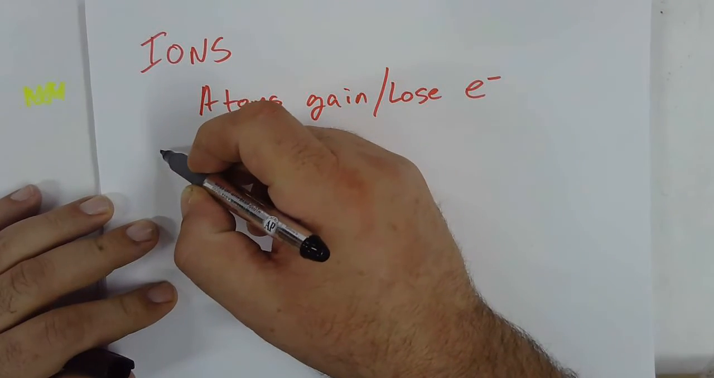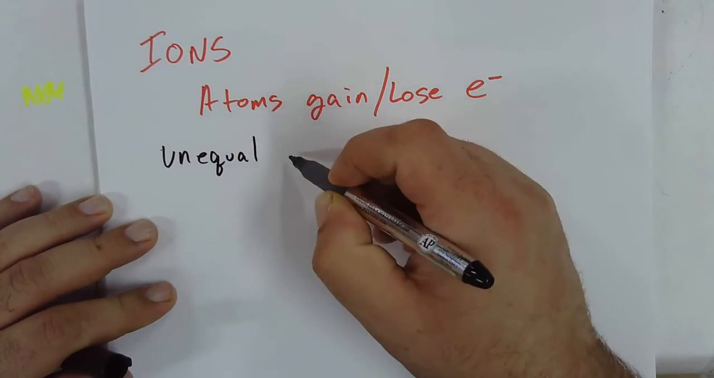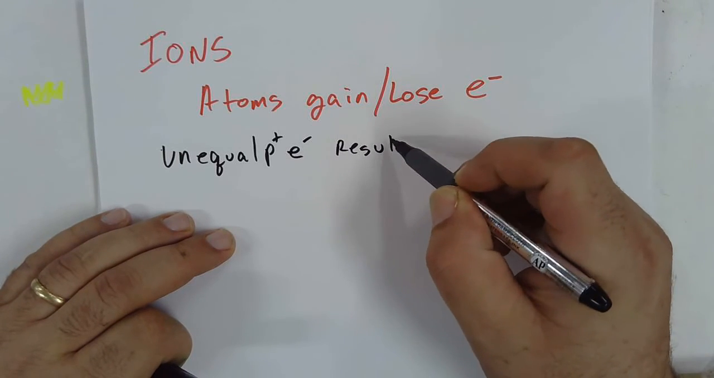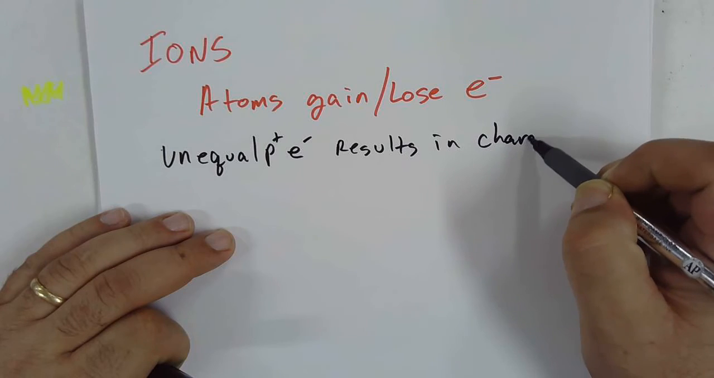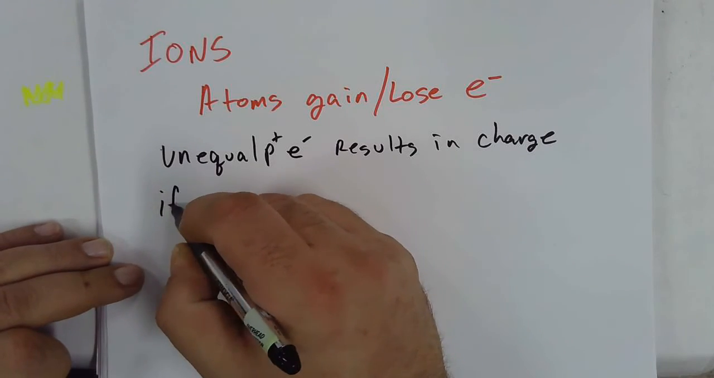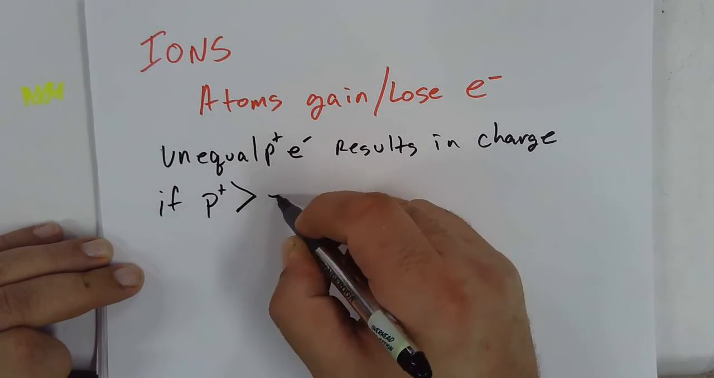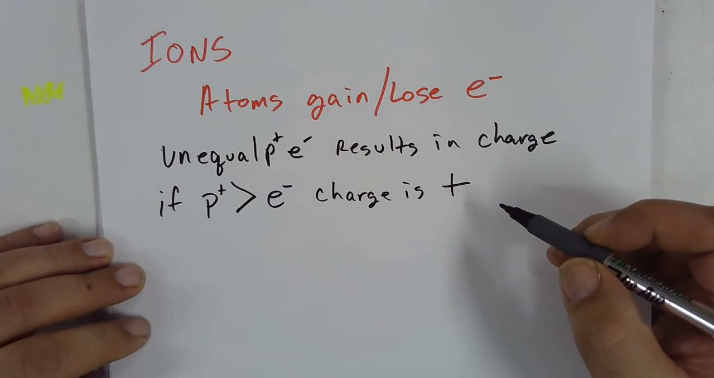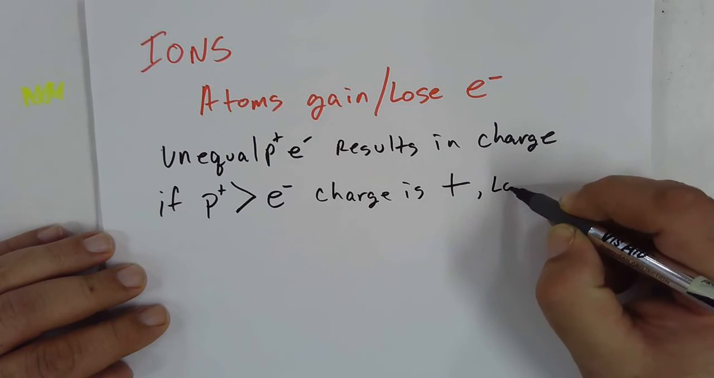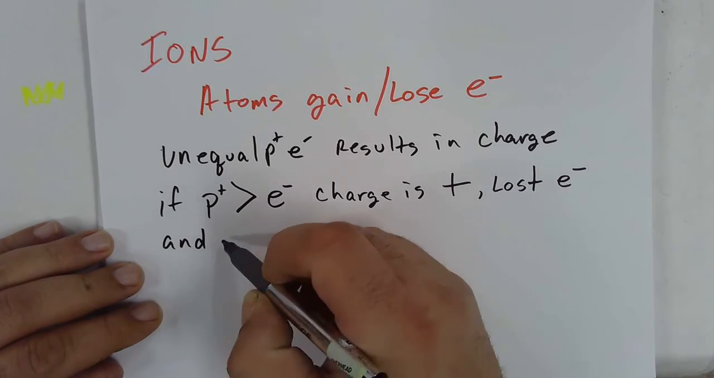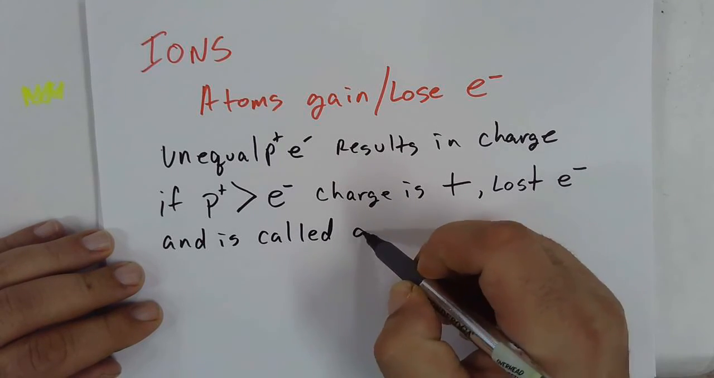So, unequal protons and electrons results in a charge. Unequal protons and electrons, it results in a charge. Okay. If protons is greater than the electrons, charge is positive. That means it lost electrons and is called a cation.